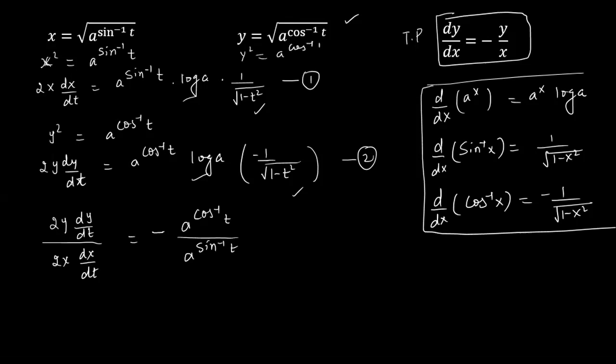So let us plug these values here. Here 2 gets cancelled. Here a raised to the power cos inverse t is simply y square, and this is simply x square, and this is y over x. dy over dt divided by dx over dt is simply dy over dx. This x gets cancelled, this y term gets cancelled. So finally, we can say dy over dx equals to negative y over x.